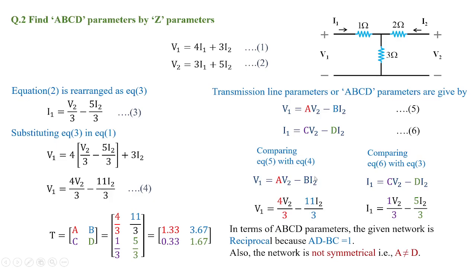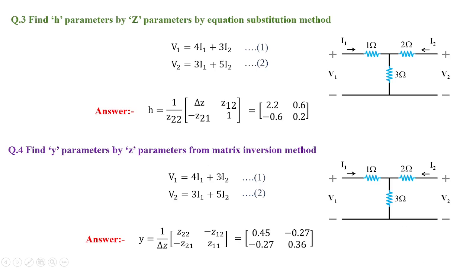Here the given network in terms of ABCD parameters is reciprocal, but in terms of symmetry it is not, because the A value is not equal to D. Now as homework, please comment in the chat box whether you are able to obtain the H parameters and Y parameters by the substitution method. The answers are given to you; you just have to apply the substitution method. Concentrate on I2: 5I2 is equal to V2 minus 3I1. Then I2 will be equal to V2 by 5 minus 3 I1 by 5, and substitute in equation 1 and tell me whether you are able to obtain the H parameters.